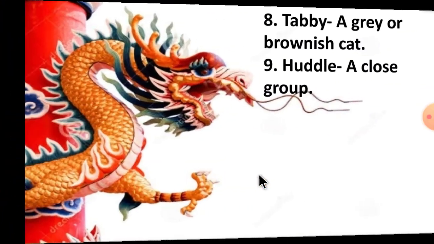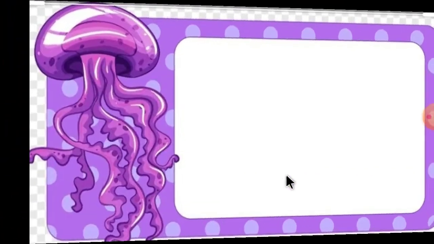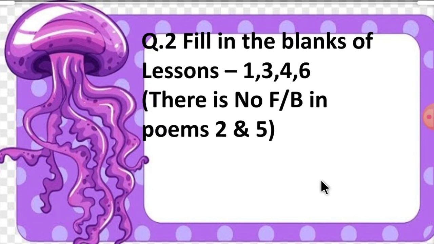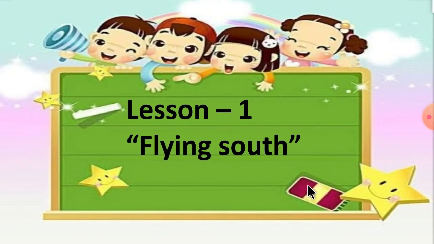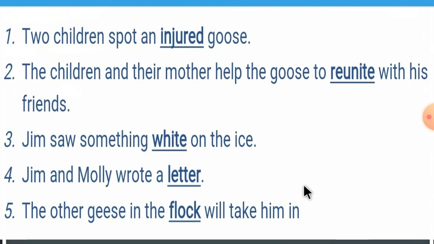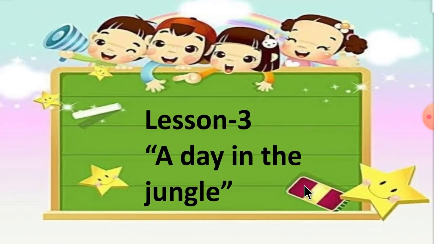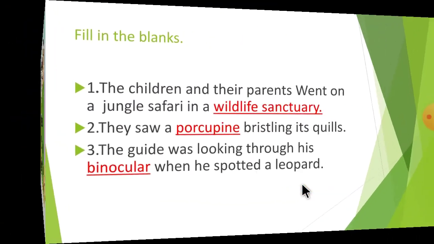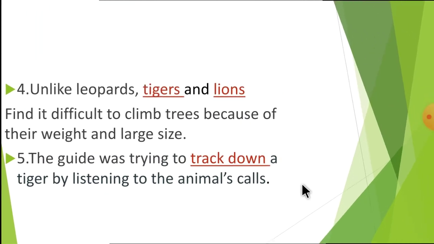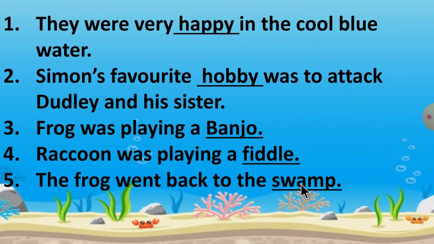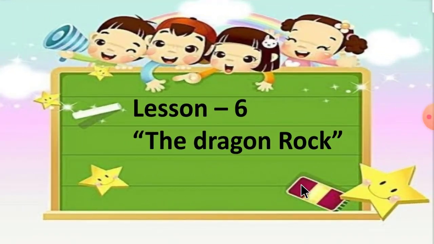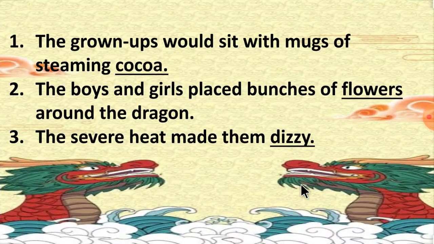Total meanings are 9. After that we have completed question number 2, fill in the blanks of lessons 1, 3, 4 and 6, because there is no FB in poems 2 and 5. So fill in the blanks of lesson number 1, then lesson number 3, then lesson number 4, and after that lesson number 6.